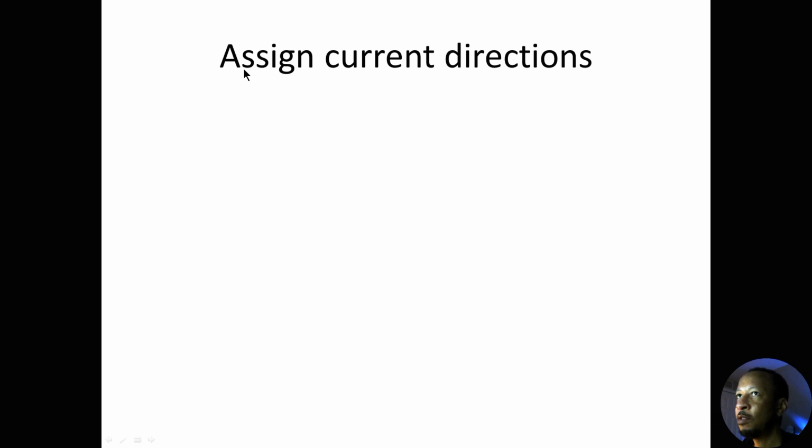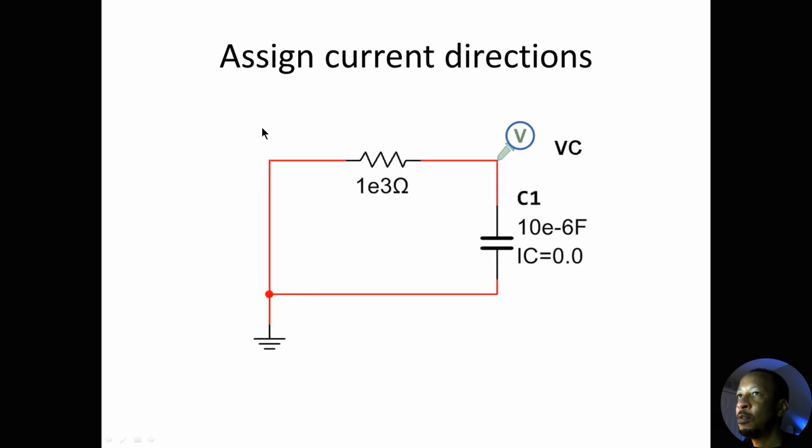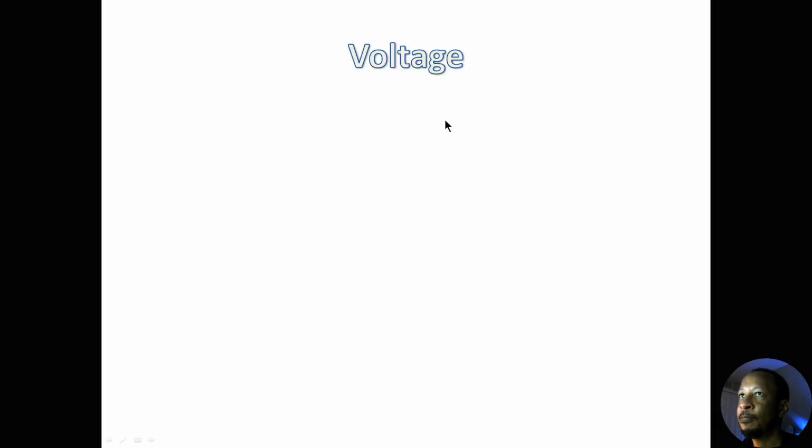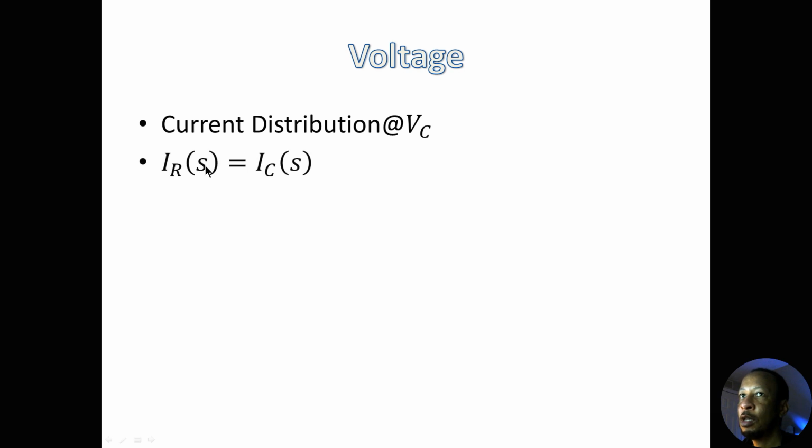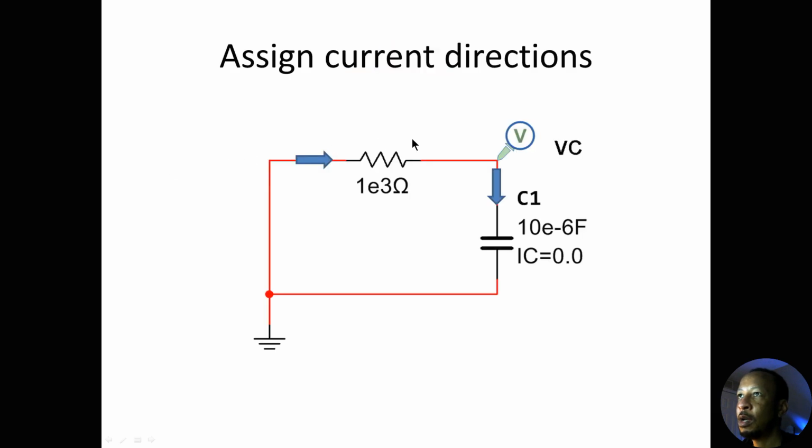So next I'm going to assign current directions. In my schematic here, the current direction that I'm going to be using is this orientation, completely clockwise. And so that's my current direction. Now I'm going to begin to look for the voltage. So current distribution at VC. VC is that node up here.